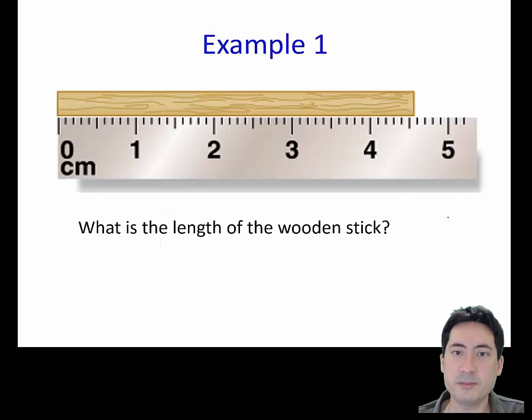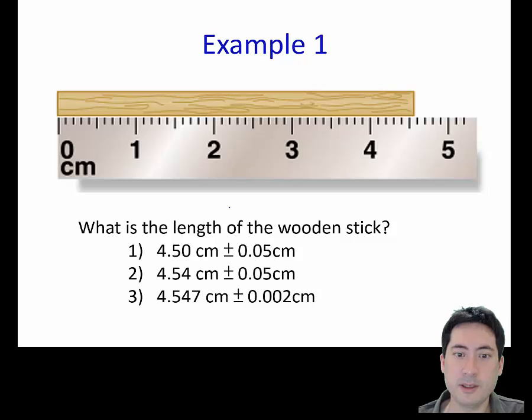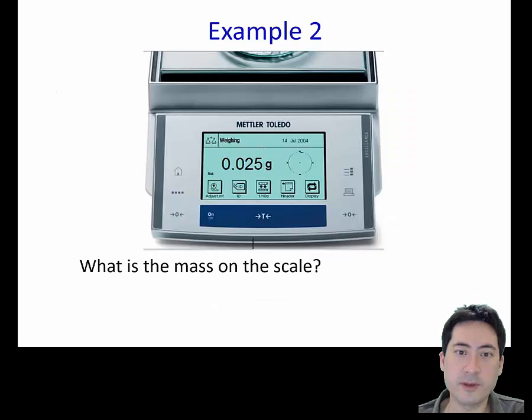Now try to do this problem. Pause the video. So here are your options. Hopefully your answer came up with the correct one, which is number 1. Here we have a digital instrument. So what you do is you just take the smallest digit and that will be your uncertainty.